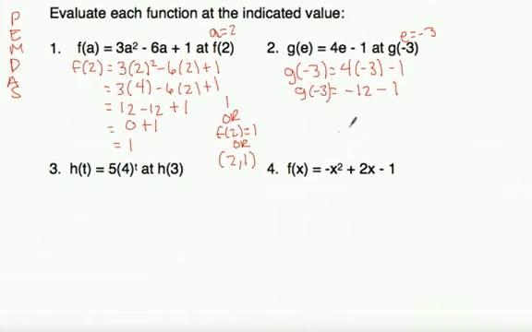And then I do add or subtract, whichever comes first. So negative 12 minus 1 gives me negative 13. So g of negative 3 equals negative 13. I could see it like that. I could see it just as negative 13, or I may see it as a coordinate, negative 3, negative 13, which means I plugged in negative 3 and I got out negative 13.